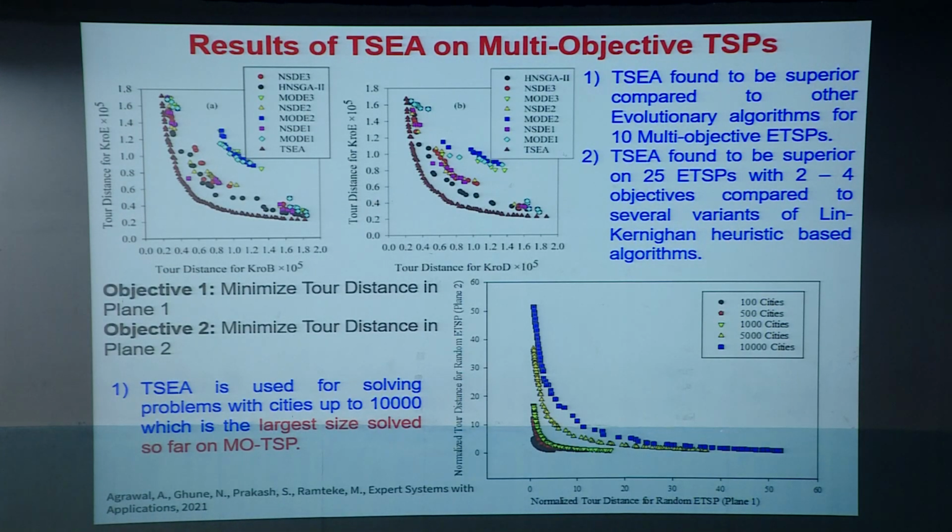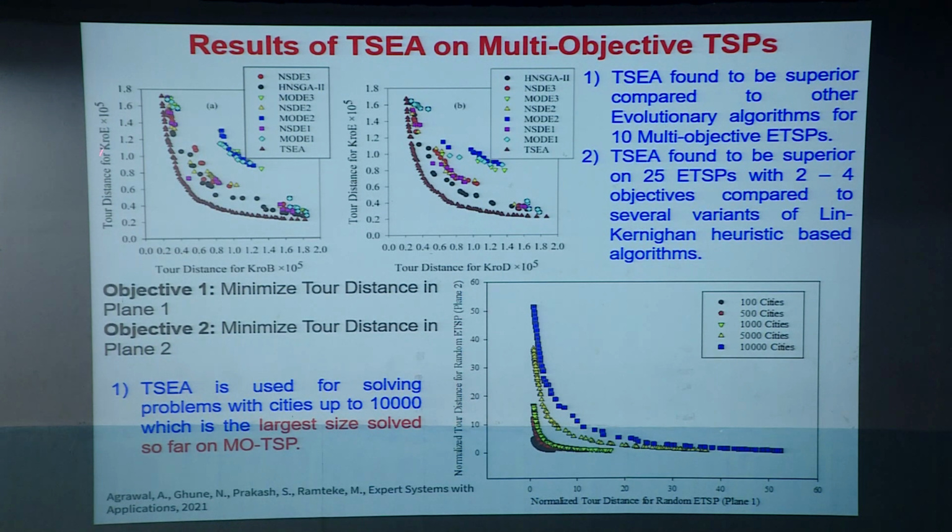Now this is the comparison with several state-of-the-art algorithms. You can see that we have compared our algorithm with several variants of non-dominated sorting, differential evolution, and conventional GA. And you can see that our Pareto front for the same number of function calculations is much better, not only in terms of spread, but also in terms of convergence.